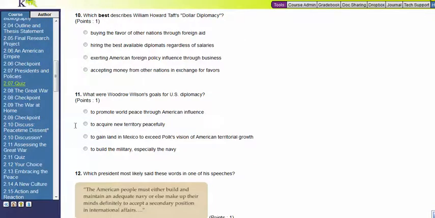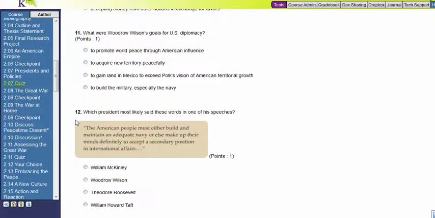What were Woodrow Wilson's goals for U.S. diplomacy? To promote world peace through American influence, to acquire new territory peacefully, to gain land in Mexico to exceed Polk's vision of American territorial growth, or to build the military, especially the Navy.